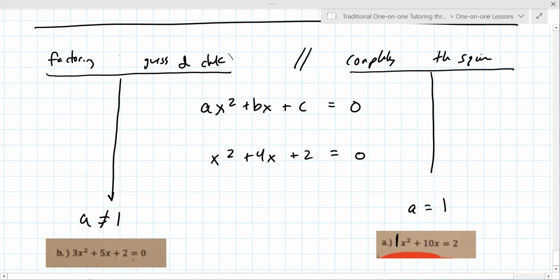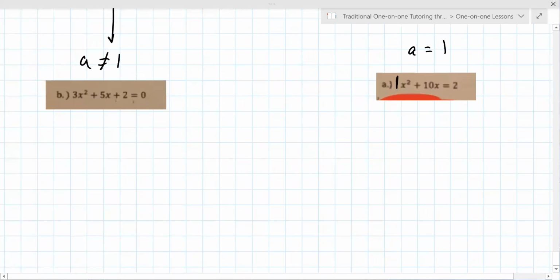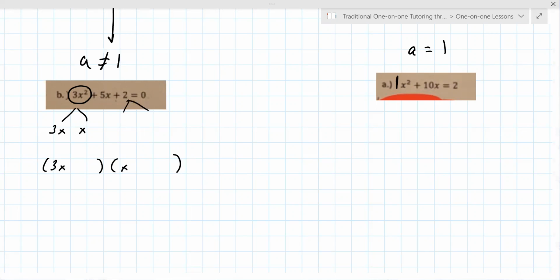Is it okay if I start there, or do you want to do completing the square? Yeah, let's start there. Okay. So the idea with guess and check is that you don't know the answer, so you have to make an educated guess, and it comes from this right here. Do you see that 3x times x gets you that? Yes. So you write a term 3x and then x, and then what are the factors of 2? 1 and 2. So you now have to figure out: does the 1 go here and the 2 go here, or is it 3x plus 2 and then a plus 1?